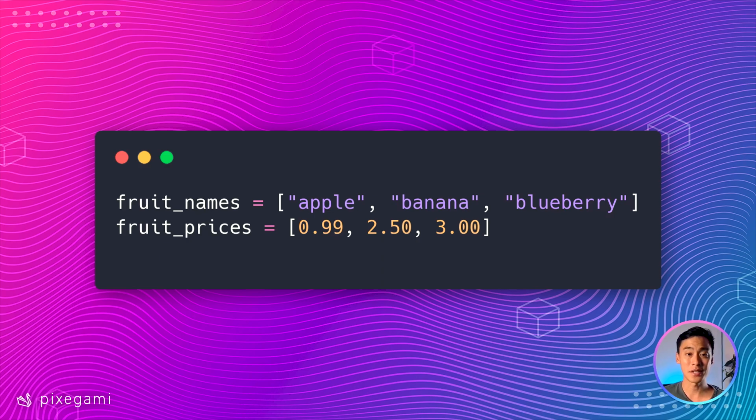And if the indices between these two lists ever became out of sync, then I could be looking up the wrong data. For example, if I remove an item from the fruits name, but I forget to remove the same item from the prices, suddenly I could be looking up the wrong prices because the index had shifted.